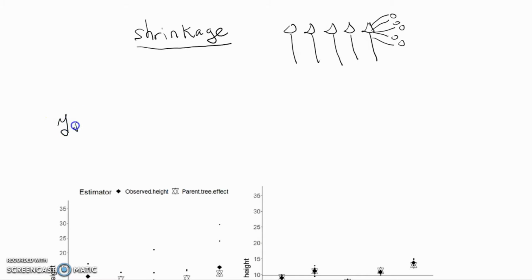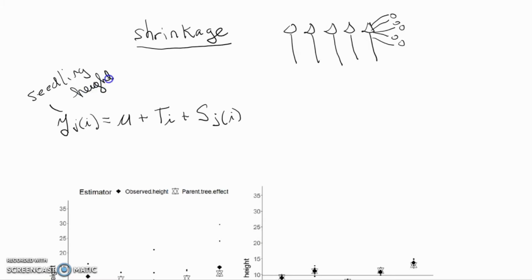See that y_ji is equal to mu plus t_i plus s_j nested within i. So this is going to be seedling height. And we'll have 25 of these values because we've got 25 seedlings, 5 seedlings per parent tree, 5 parent trees.